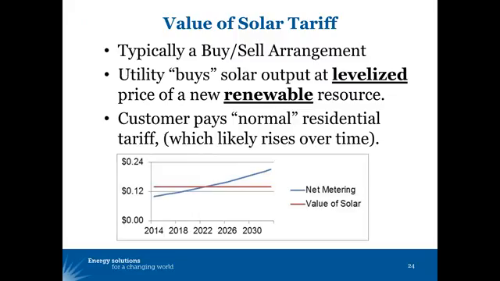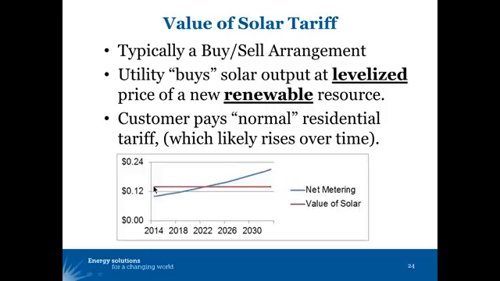A value solar tariff is a buy-sell arrangement. That is, the utility buys all of the solar output, typically at a levelized price that reflects a new renewable resource. As the utility is receiving a renewable resource, it's getting a premium product. And the customer pays the normal residential tariff, which likely includes a mix of older, cheaper resources, quite possibly some older, dirtier fossil resources that happen to be cheap on the utility's revenue requirement, but may not be cheap in a societal sense. But that residential tariff is likely to rise over time.